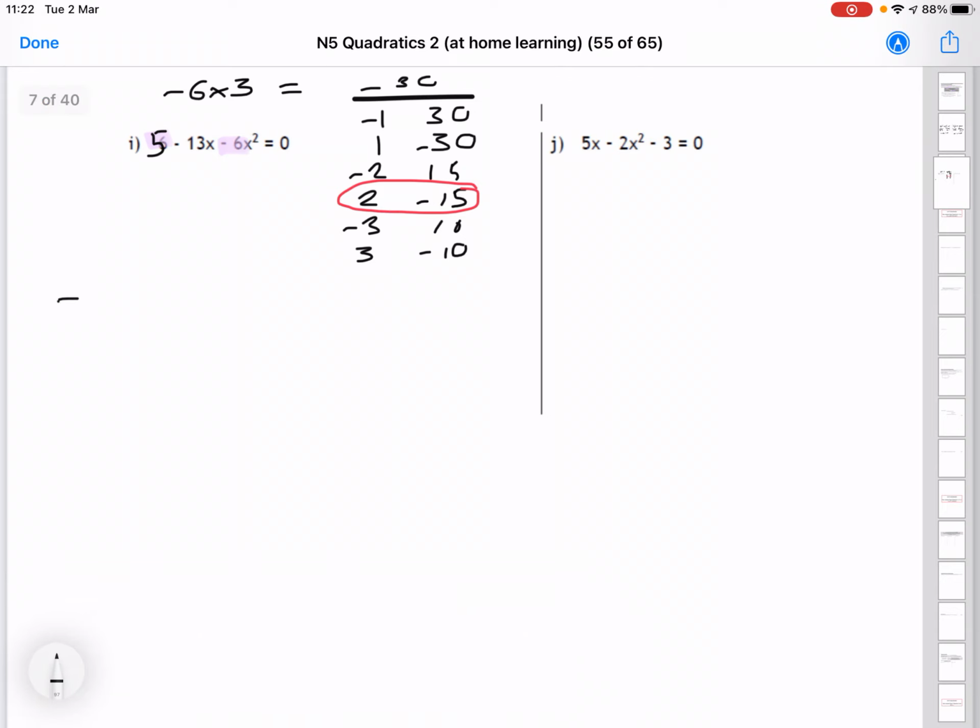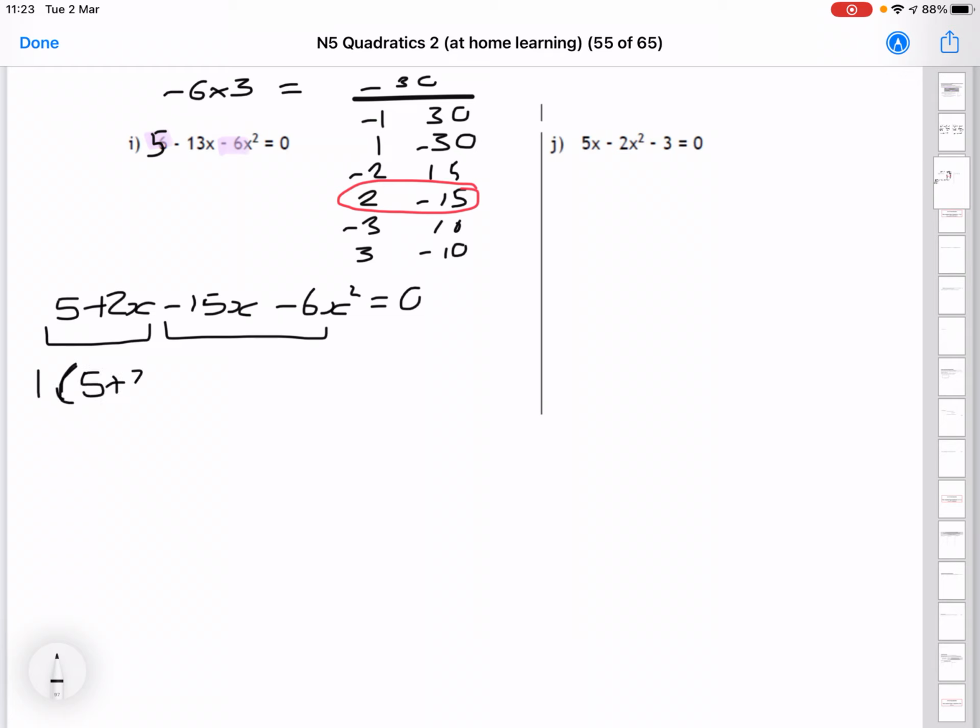So we're going to rewrite that middle term, minus 13x, as plus 2x minus 15x. And then the first and last terms are going to stay as they are. We're then going to factorise the first two terms and the last two terms. So 5 plus 2x, there is no common factor really there. There's nothing that they both divide by. So your common factor there is actually just 1. They both divide by 1. So it's 1 bracket 5 plus 2x.